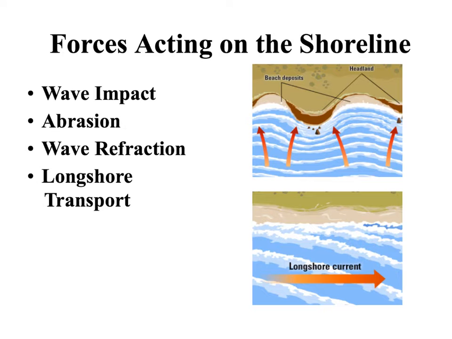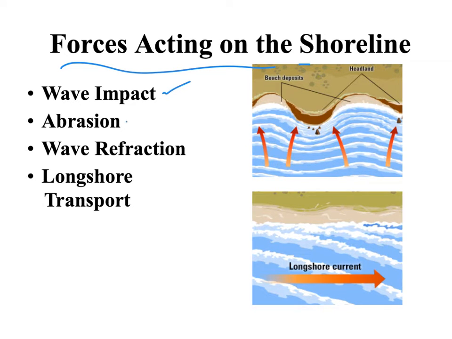Okay, so let's look at some forces that are acting on the shoreline. Perhaps the most common one is going to be wave impact, and that's just the waves hitting the shore. That constant hitting can cause some weathering, but also the waves moving up and down the shoreline can take away sediments, and that would be erosion. So we can see a lot of impacts of these waves hitting the shoreline and causing the shoreline to change.